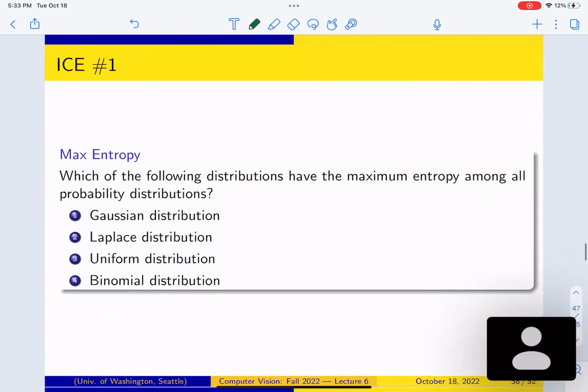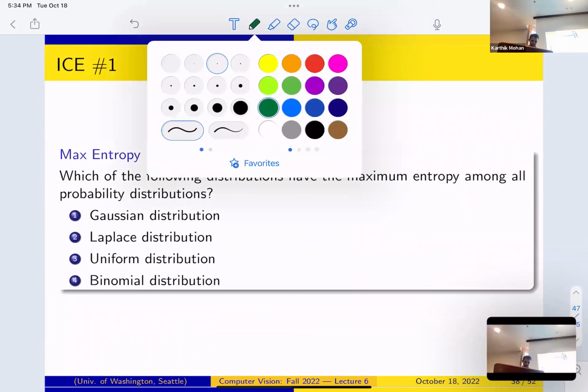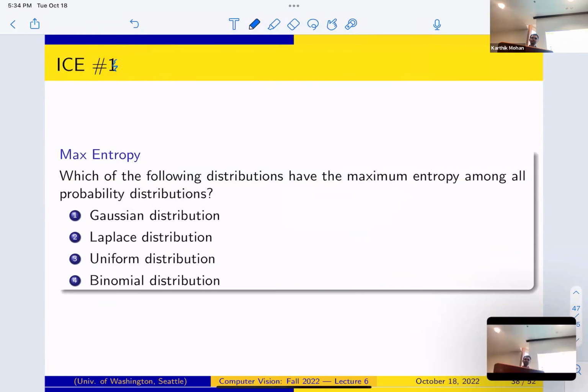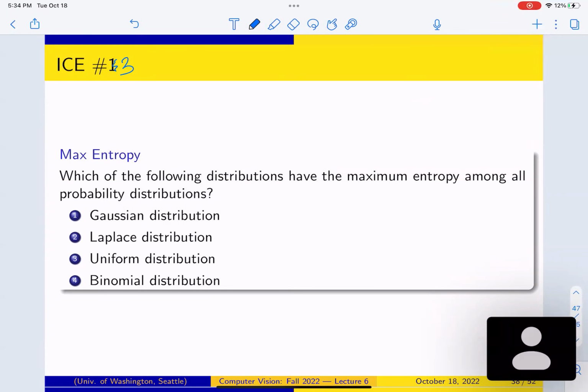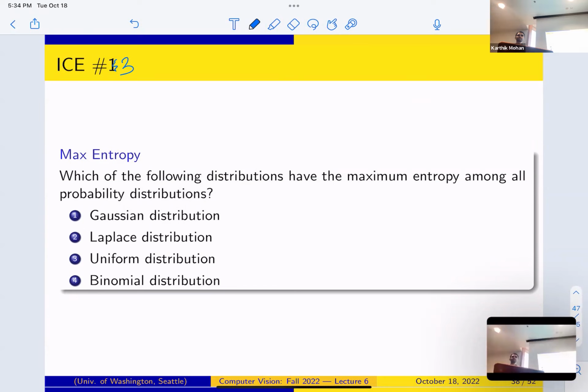Alright, so let's look at an entire exercise. So based on your understanding of probability distributions, pick one that is actually the maximum entropy distribution. Okay, what's your answer? Any other answer? Okay. Any other answer?